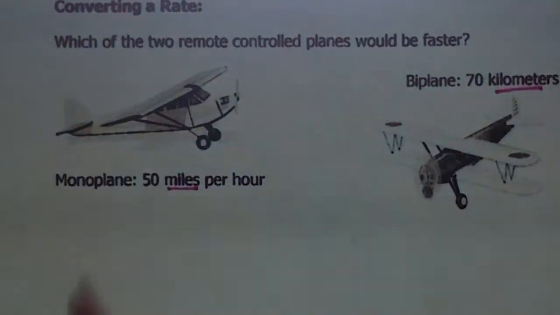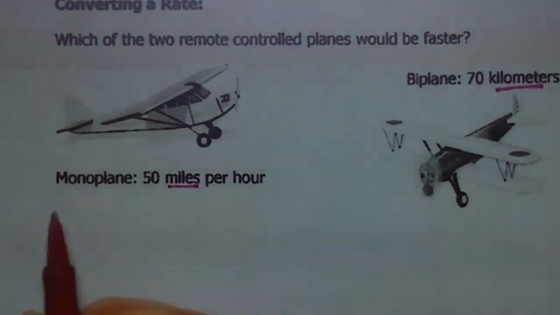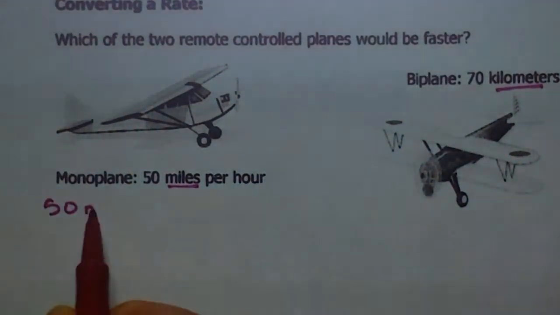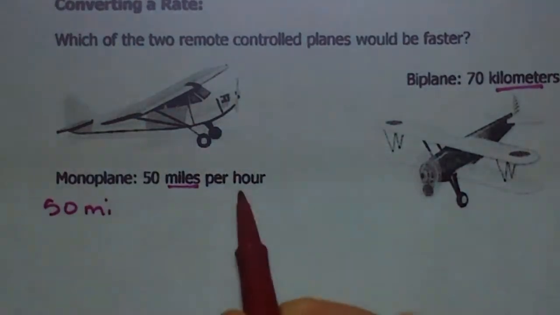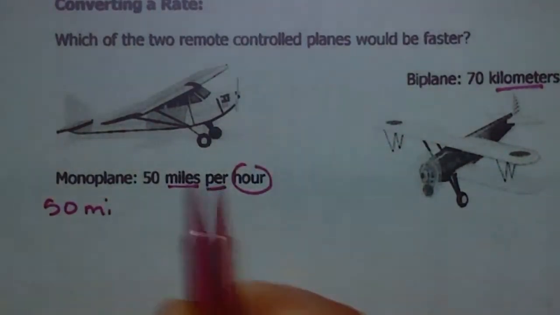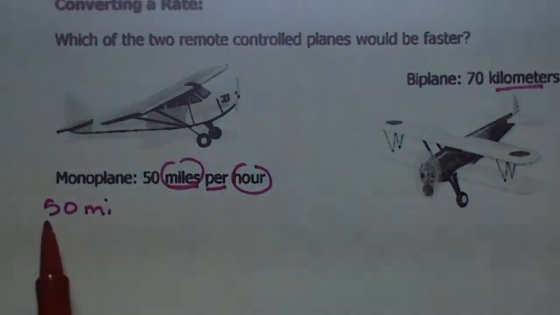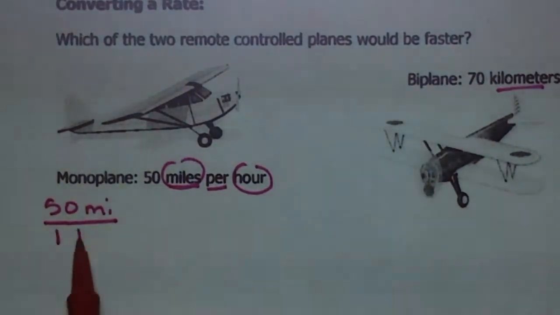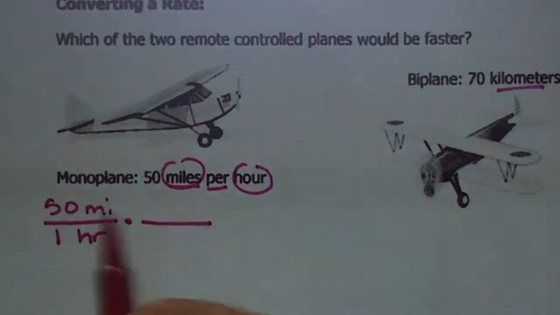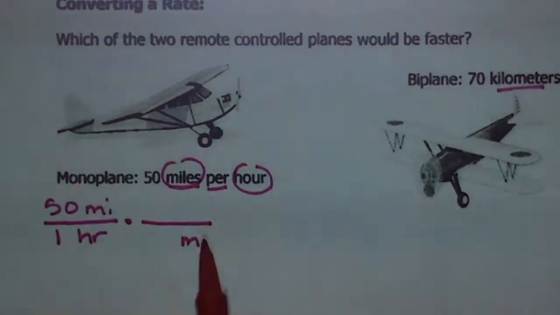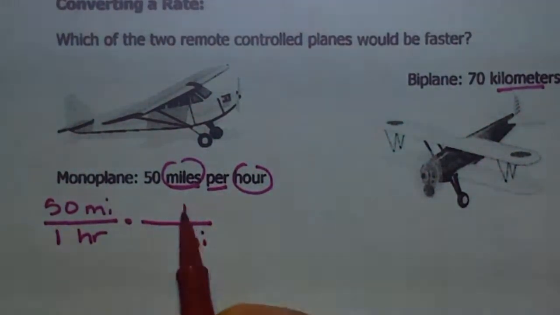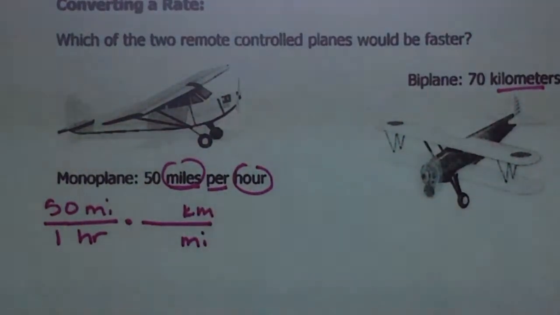Why don't we just switch the monoplane, because it's first? Why not? So this is 50 miles. Now this is different because it's miles per hour. It's giving me 2 parts. So this is 50 miles per 1 hour. I'm going to use the same kind of concept here. I still want the miles to go away, and I want them to become kilometers, right? So that we can compare it to that.